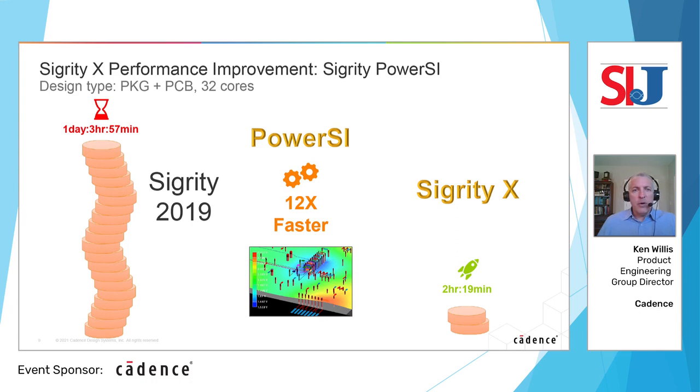This first test case is for Power SI. This is for a package and PCB database merged together and uses 32 cores. This case originally ran in about 28 hours, but with the Sigrity X architecture, we saw performance improvement of about 12x, and we could finish the same extraction in about 2 hours and 19 minutes.